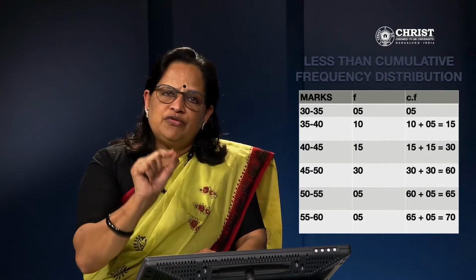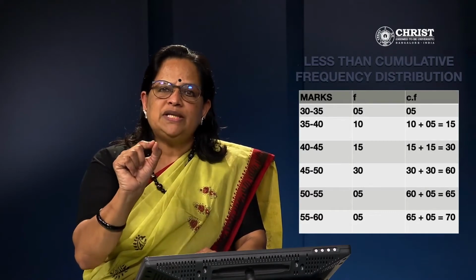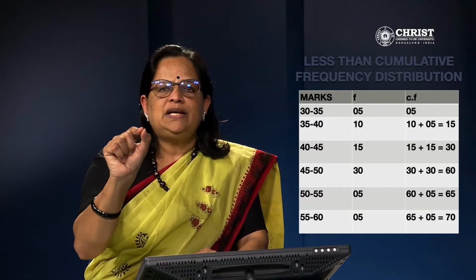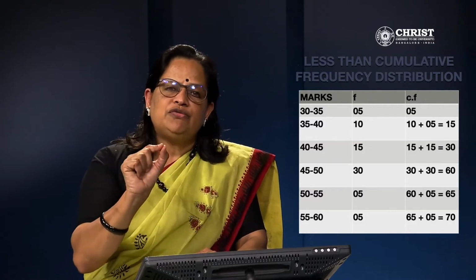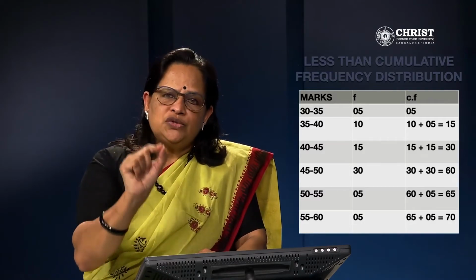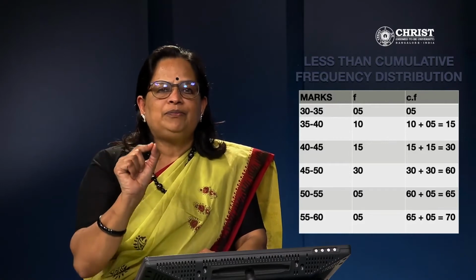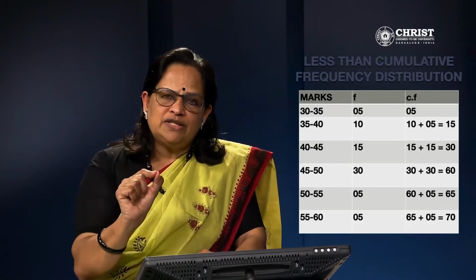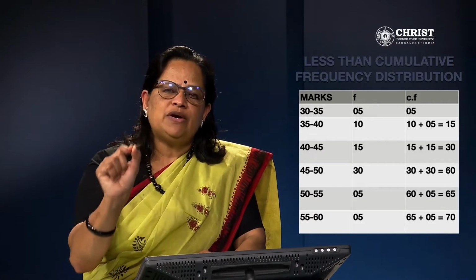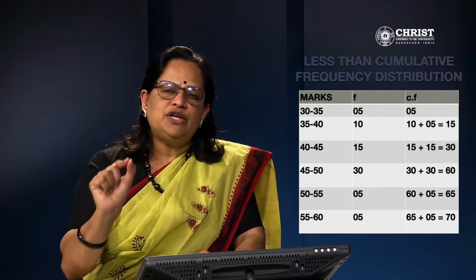Next class is 45 to 50. 30 is the frequency. So 30 plus 30, that is 60. 50 to 55. 5 is the frequency. So 60 plus 5, 65. 55 to 60, 5 is the frequency, 65 plus 5, 70 is the cumulative frequency total.